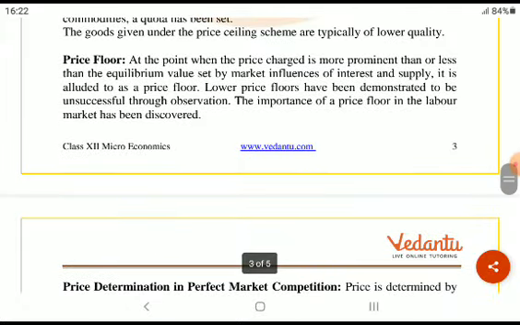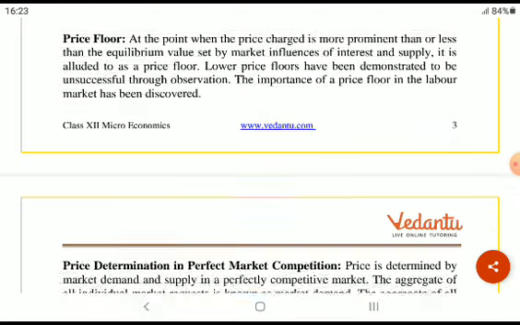Next is price floor. Price floor is when the price charged is more prominent than or less than the equilibrium value set by the market influences of demand and supply. It is alluded to as a price floor. Lower price floors have been demonstrated to be unsuccessful through observations. The importance of a price floor in the labor market has been discovered.